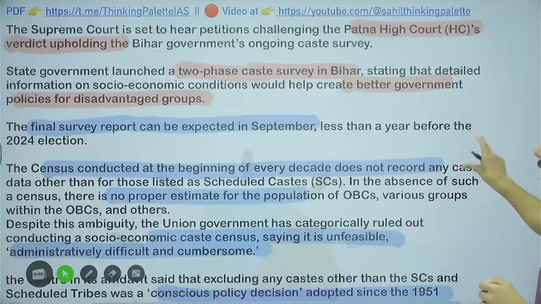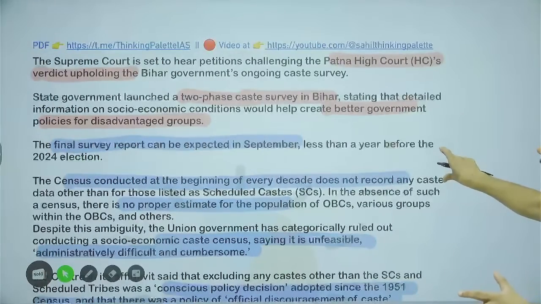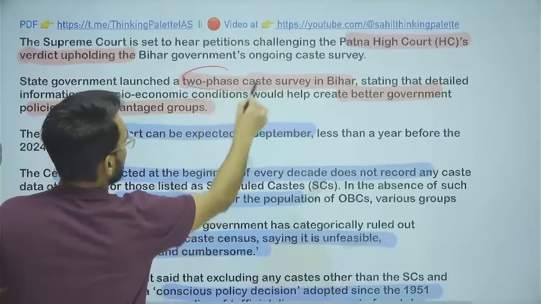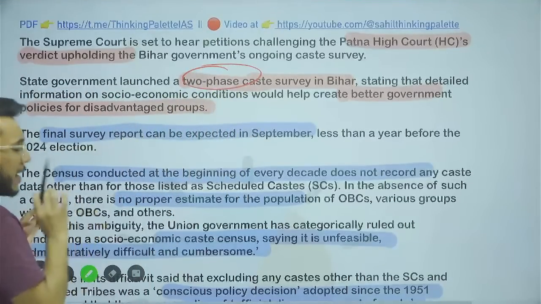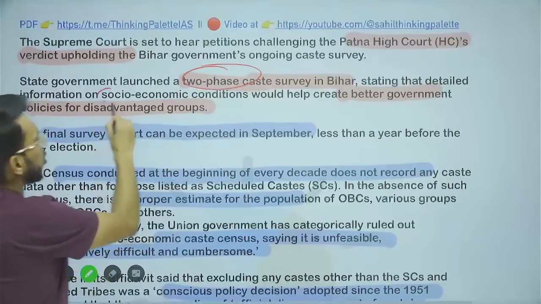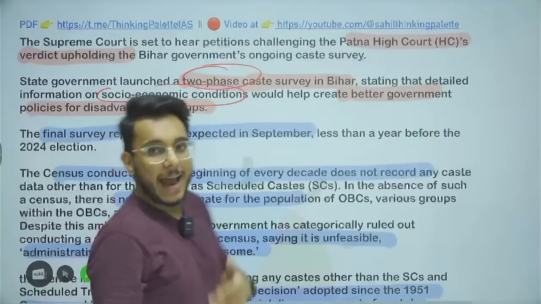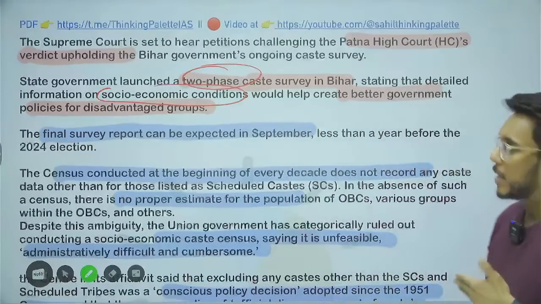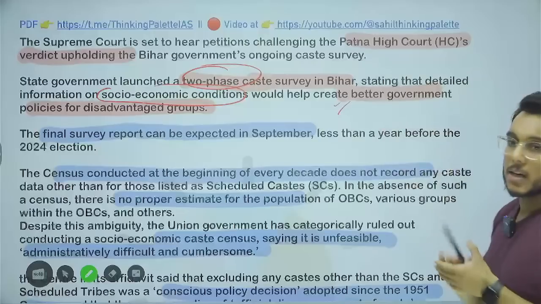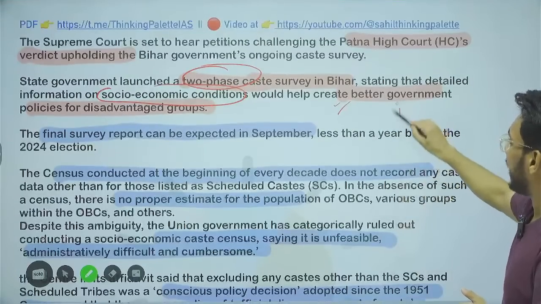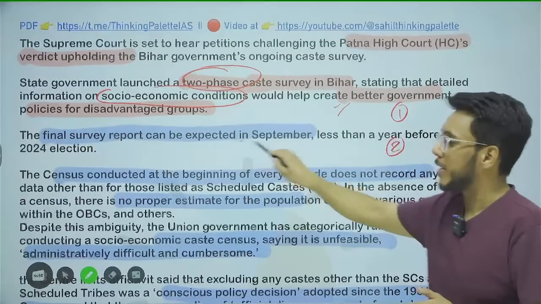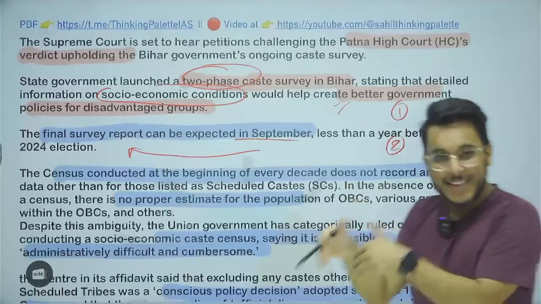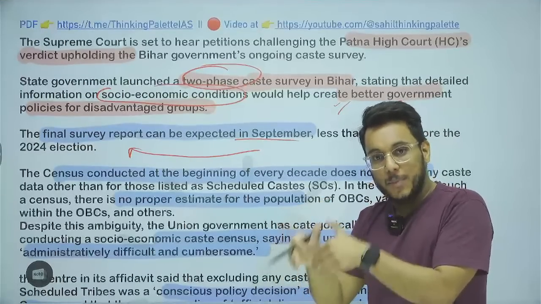Now, as far as the Bihar government's caste survey is concerned, they have launched this survey in 2 phases. In this they will be collecting detailed information about the socio-economic conditions of the people, and they say that by that they will be better able to orient their welfare schemes. Now, the final report of this survey is expected to be released in September, before the 2024 elections. Okay, this year September, the report will be released.